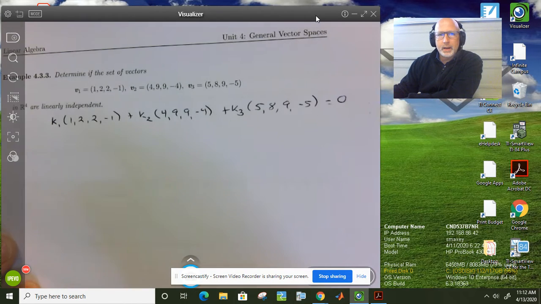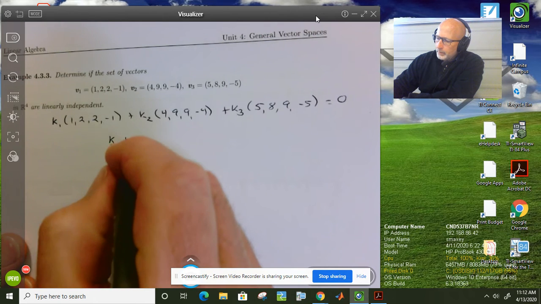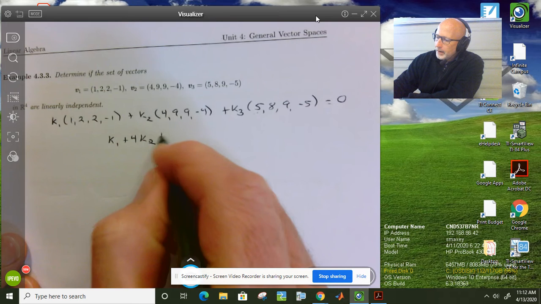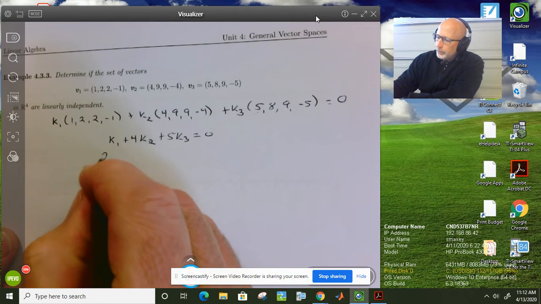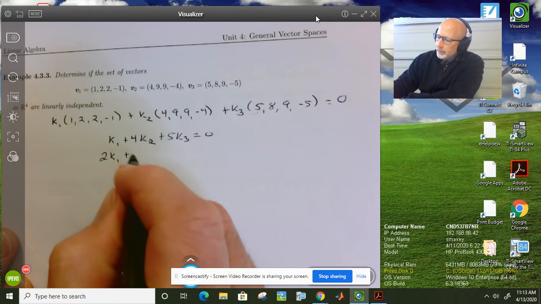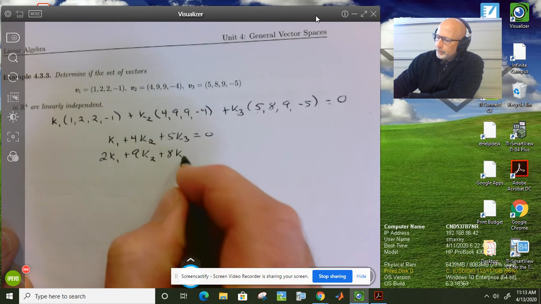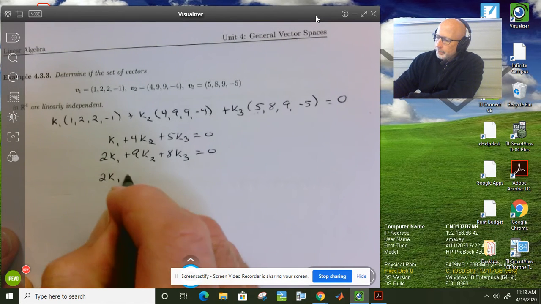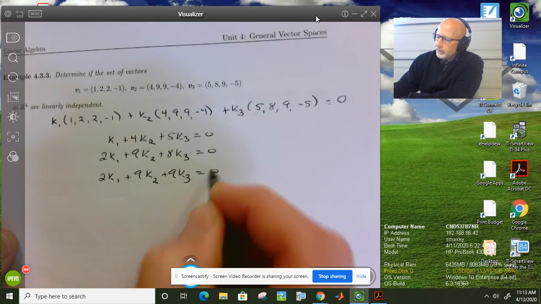Regrouping, making my system of equations, I'm going to end up with k1 plus 4k2 plus 5k3 equal to 0. I'm going to have 2k1 plus 9k2 plus 8k3 equal to 0. I have 2k1 plus 9k2 plus 9k3 equal to 0.